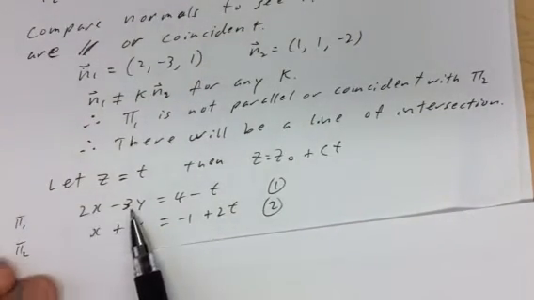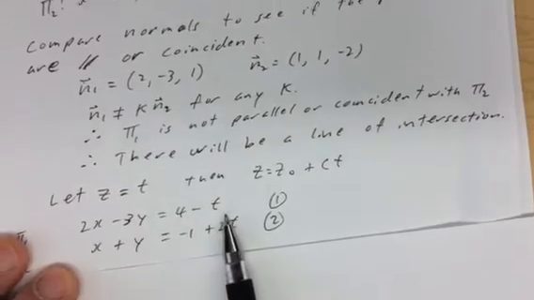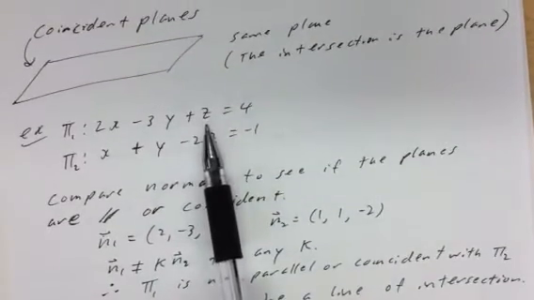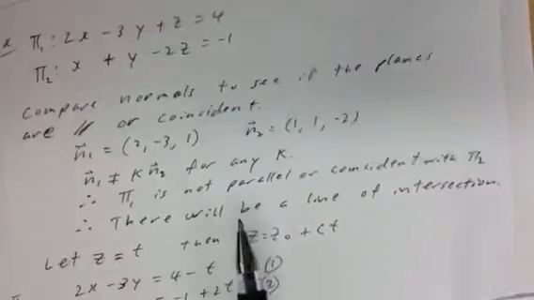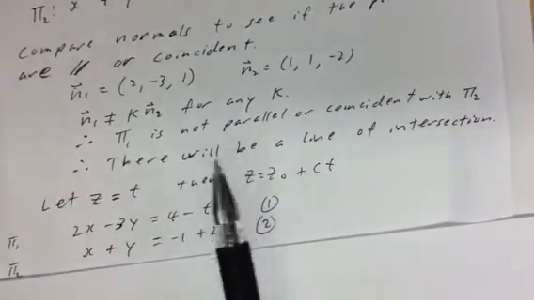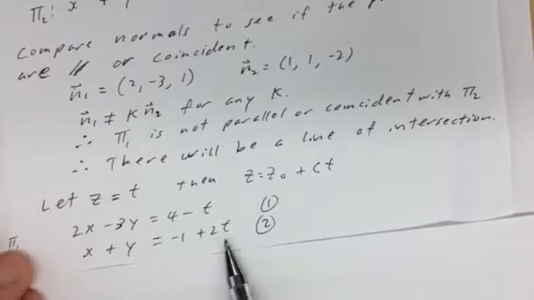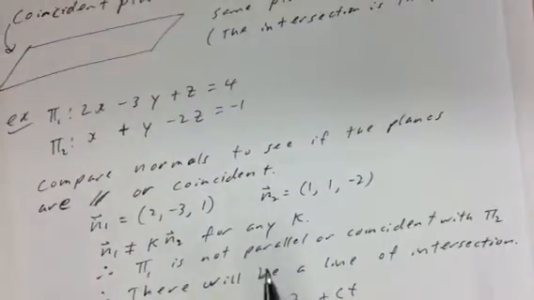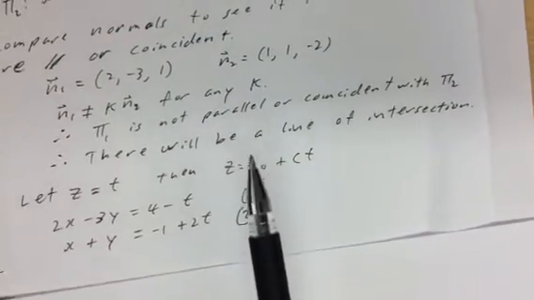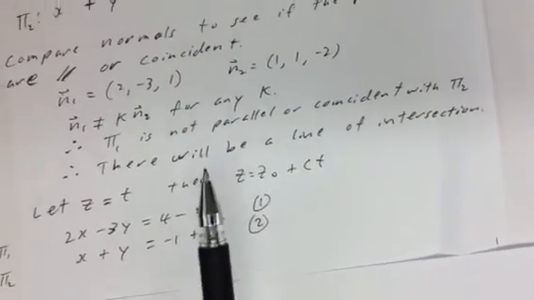So 2x minus 3y equals 4 minus t. That's from subbing z equal to t and bringing it over. And then x plus y equals negative 1 plus 2t. Again, we subbed in t for z and brought it over. So now, how do we solve this?